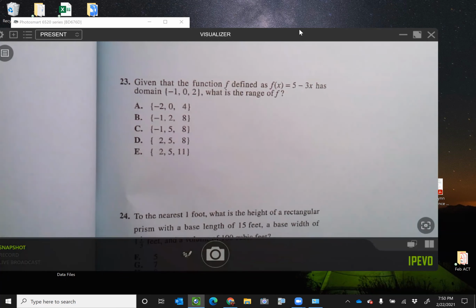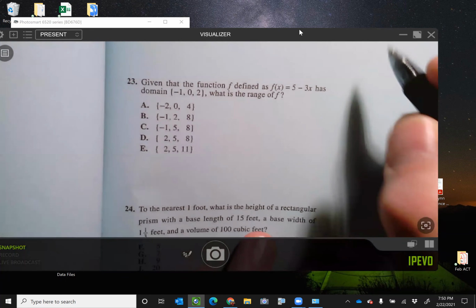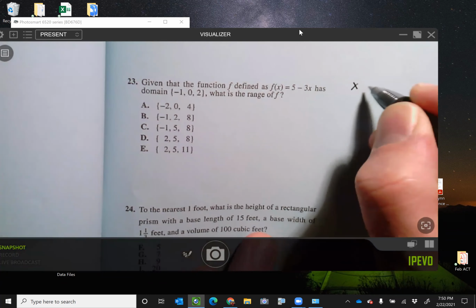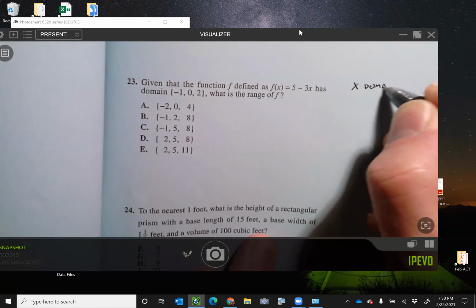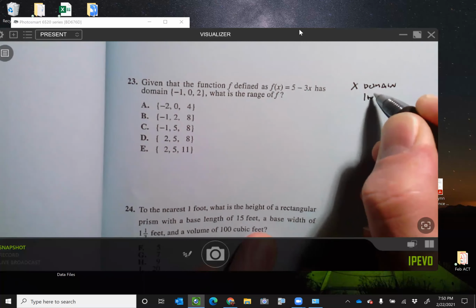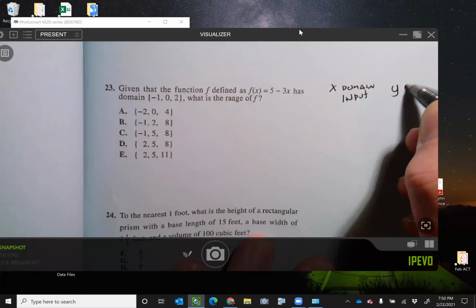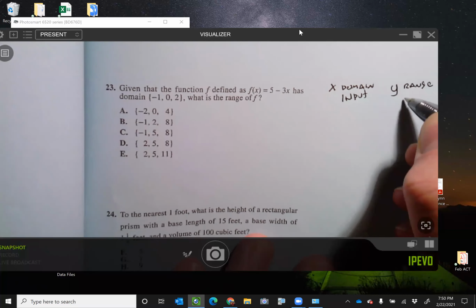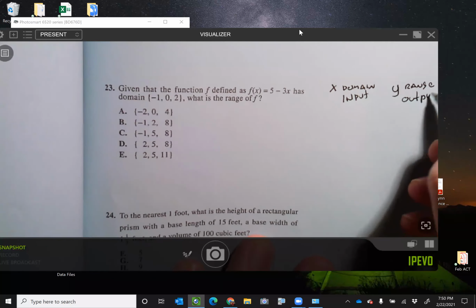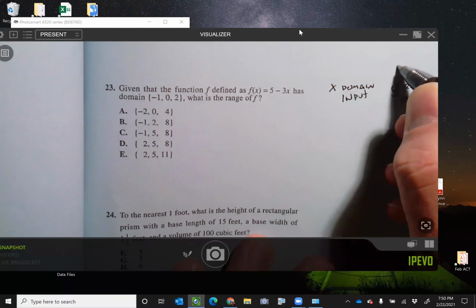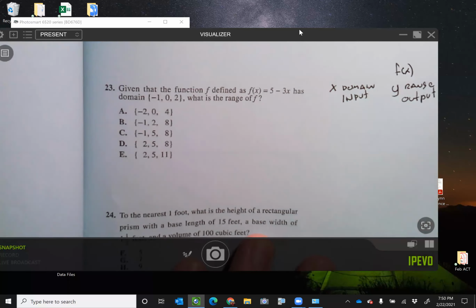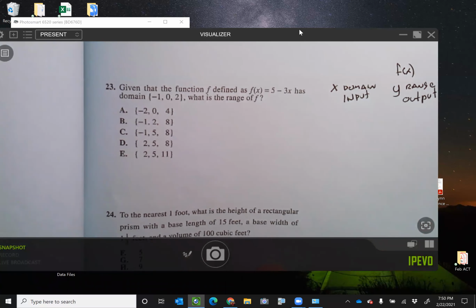Okay, so the range is always what the answer is, right? Like we always talk about X's domain, or we call it the input, right? And then the Y values are the range or the output. In this case, we're saying F of X instead of the letter Y. No big deal. They want to know what's the range.